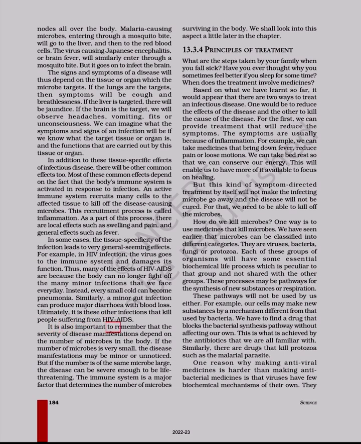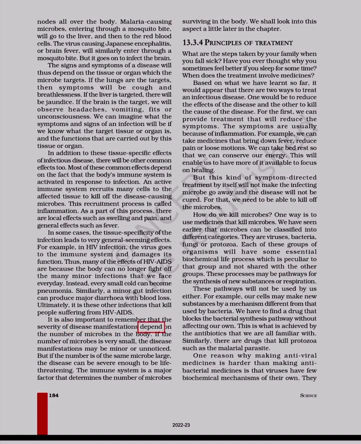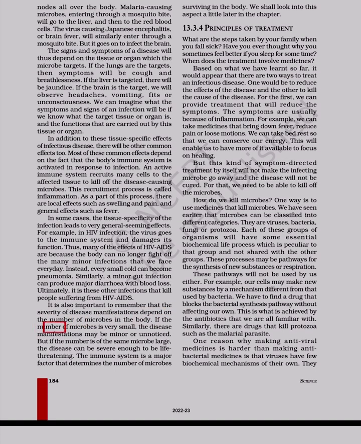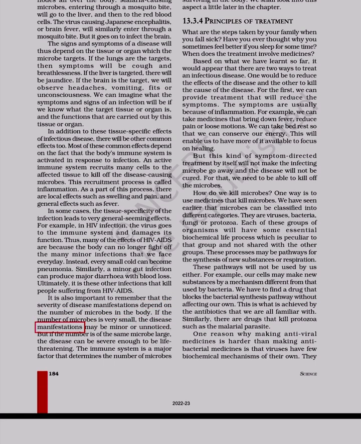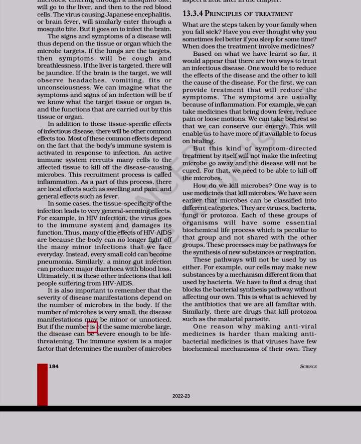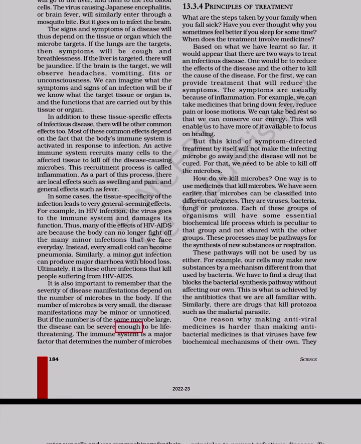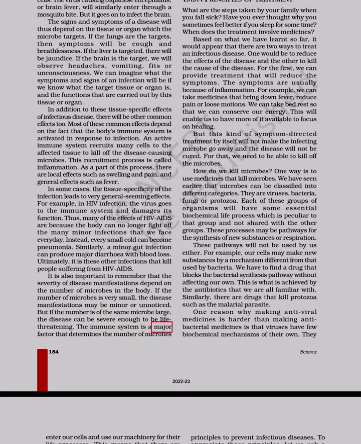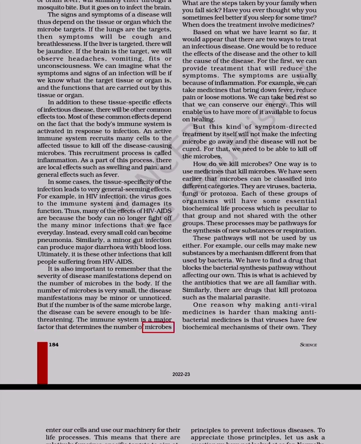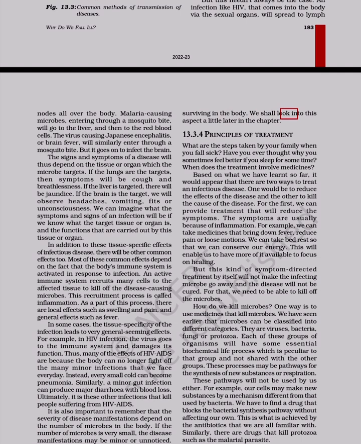It is also important to remember that the severity of disease manifestations depends on the number of microbes in the body. If the number of microbes is very small, the disease manifestations may be minor or unnoticed. But if the number of the same microbe is large, the disease can be severe enough to be life-threatening. The immune system is a major factor that determines the number of microbes surviving in the body. We shall look into this aspect a little later in the chapter.